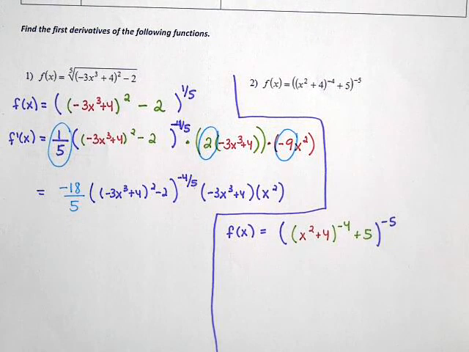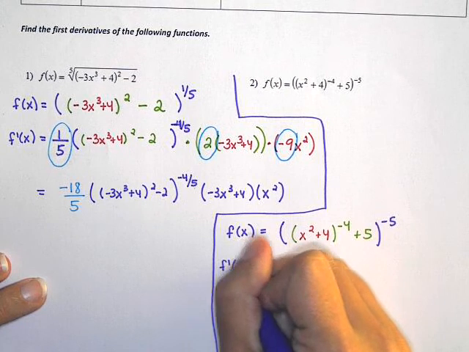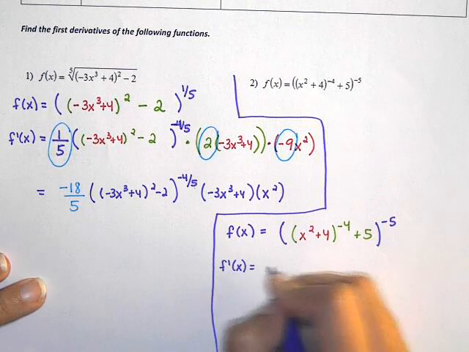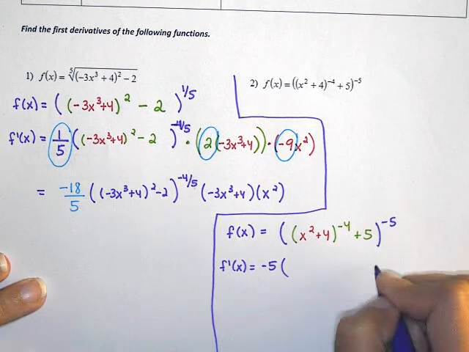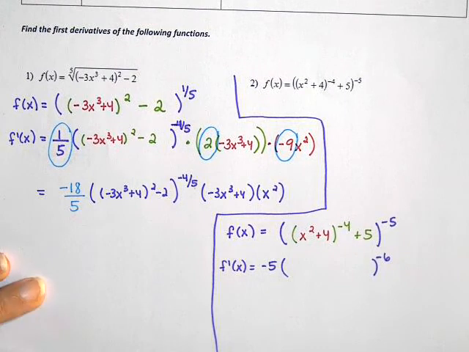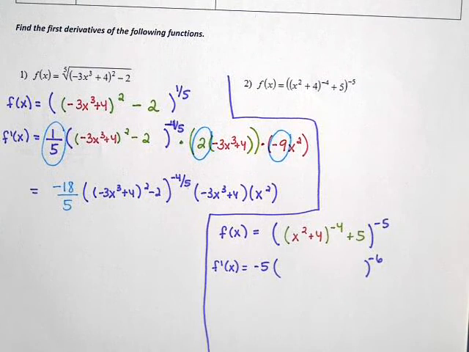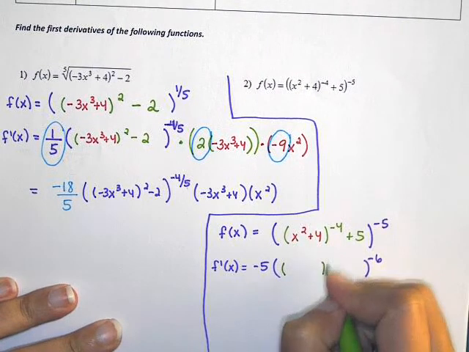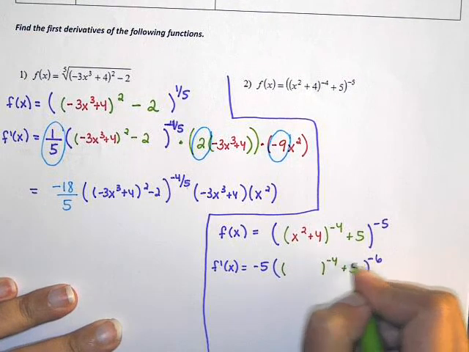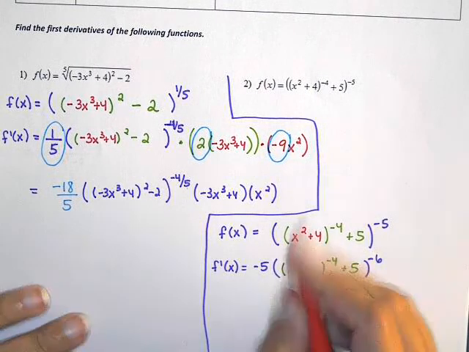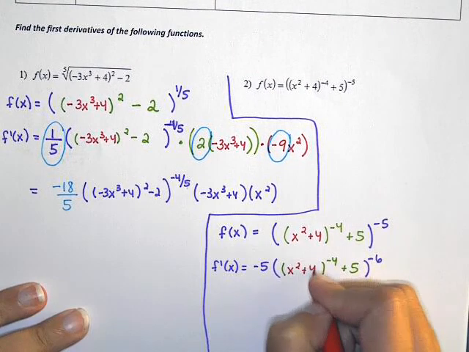Now I'm just going to take this derivative one layer at a time. I'm going to drop the negative 5, and I'm going to make it into a negative 6, because negative 5 minus 1 becomes more negative. Now I'm going to leave all this inside stuff alone. Nothing here is changing, because I can only take care of one layer at a time.